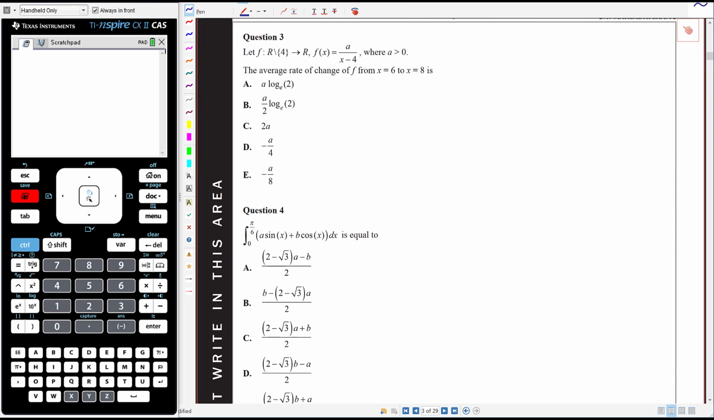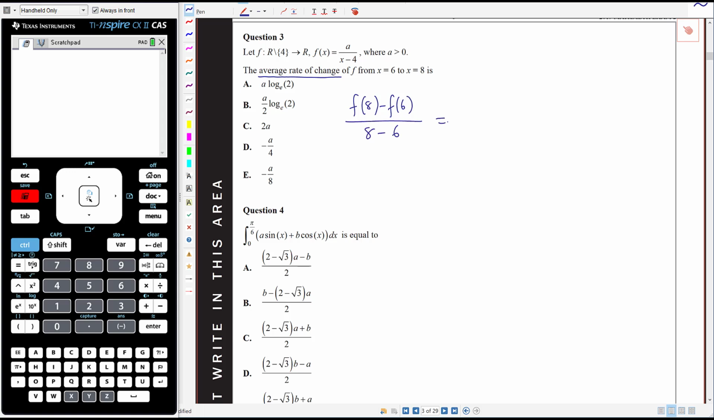Okay, question 3. Let f be this function here, so it's a hyperbola translated to the right by 4, bit of a dilation. Don't know what A is, but it's positive, so no reflection. The average rate of change of f from x equals 6 to x equals 8 is, okay, so average rate of change being different from average value of a function. Okay, average rate of change is essentially change in y over change in x. So that's going to be the value of the function at 8 minus the value of the function at 6 divided by 8 minus 6.